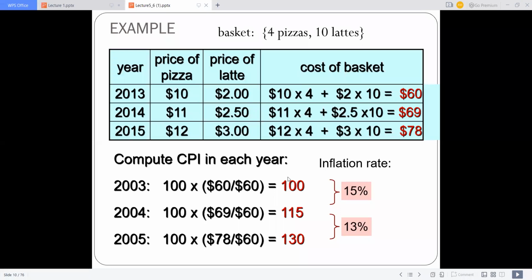Please, with the computing for the CPI, do we divide by the base year?